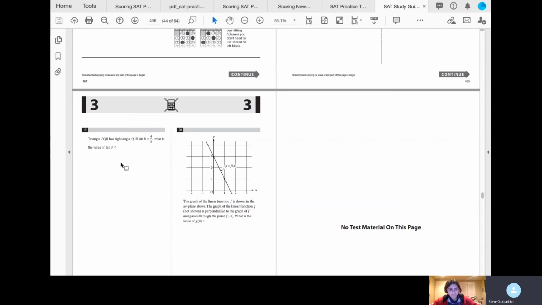One reminder: you don't want to leave it blank. Are you going to guess correctly? Probably not, but you're not going to lose anything if you get it wrong. One other thing to note here: it's a geometry/trigonometry question, but there's no picture, so we should draw our own.